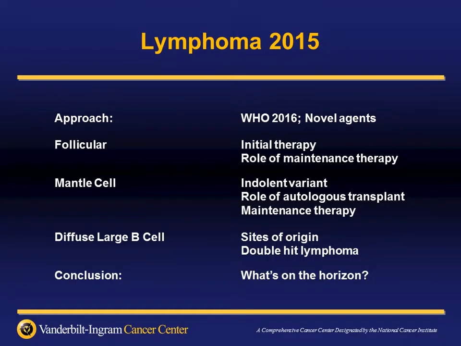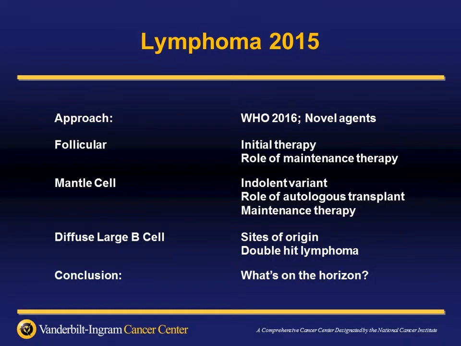We're in an exciting time. We just saw Dr. Coleman's talk about the use of brentuximab vedotin and the PD-1 inhibitors in Hodgkin lymphoma, and we're merging with a lot of new agents in B-cell lymphomas, which we'll address today in some of these entities. So I thought we'd look at follicular lymphoma, mantle cell, and diffuse large cell lymphoma. We'll mention the role of initial therapy in follicular lymphoma and the role of maintenance. In mantle cell, emphasize this rare indolent variant, the role of autologous transplant and maintenance therapy.